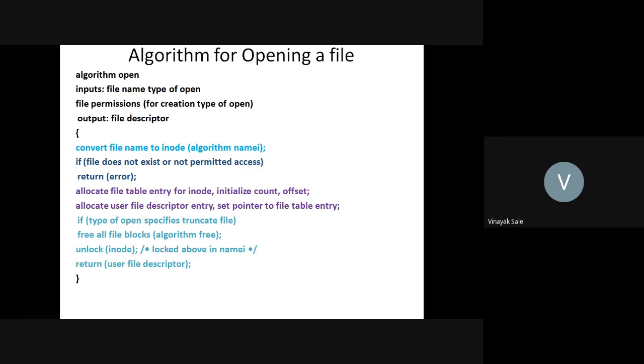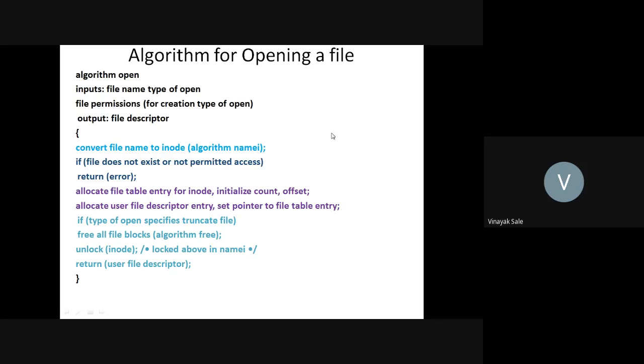Otherwise, allocate file table entry for inode, initialize count, offset, allocate user file descriptor entry, set pointer to file table entry. If the type of open specifies truncate file, free all file blocks with algorithm free. Unlock inode, then return the user file descriptor as output.